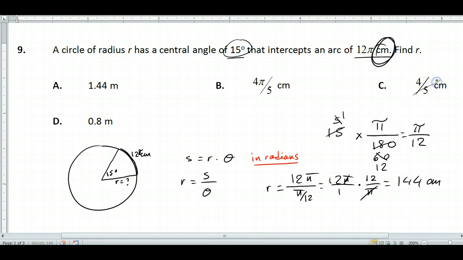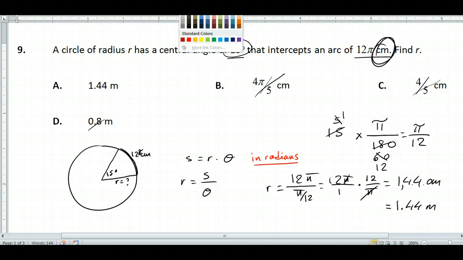So it's not this one, it's not this one, it's not this one. Is it this one? Well, you have to change the unit right here, centimeters, decimeters, meters. 1.44 meters. So indeed, it is this one. Okay? Alright, question 10.